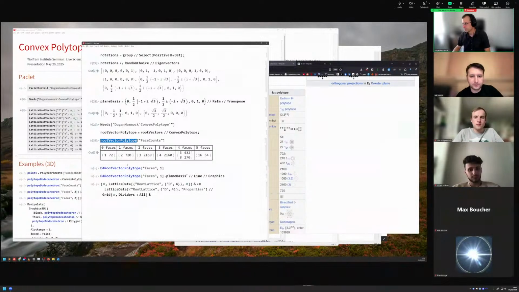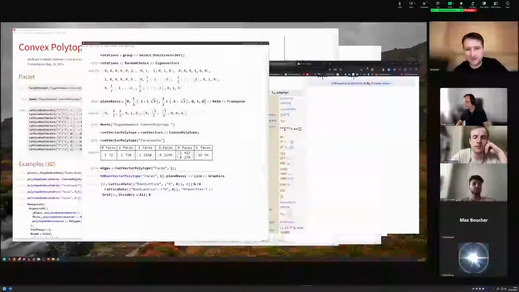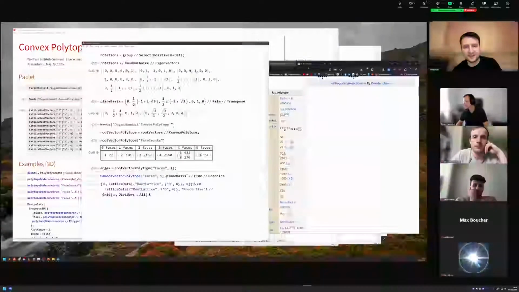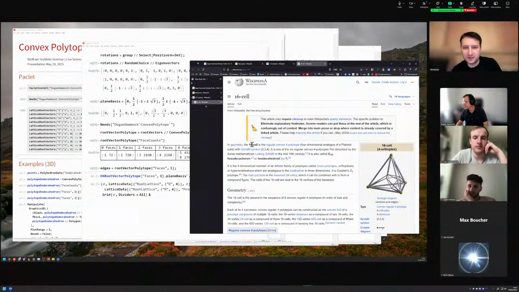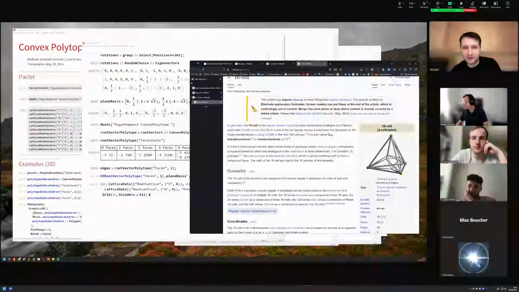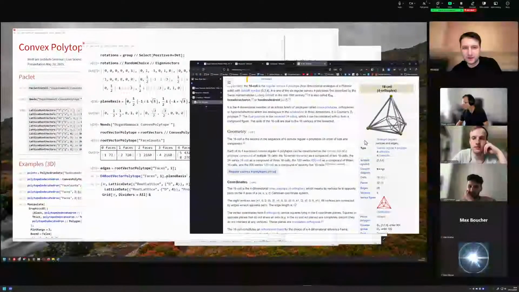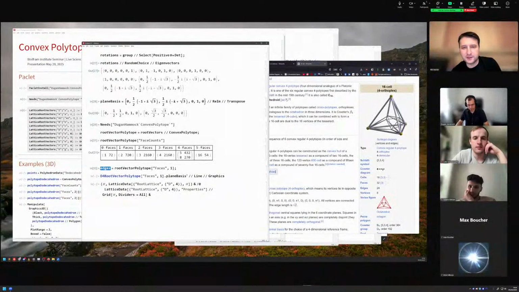Right. And then, so what does 111 mean? Or is it 111? I don't know what that notation means. Is it the Coxeter symbol?